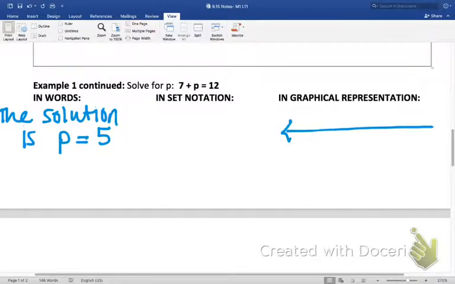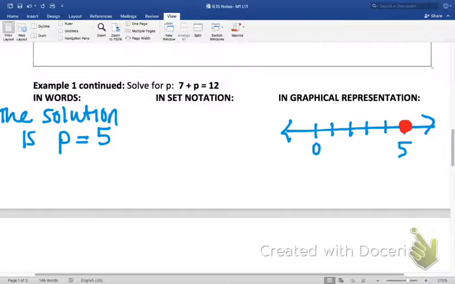So we can do that on a number line, and I can label my numbers. I'm going to put 0. I know I need to get to 5. 1, 2, 3, 4, 5. And the way I'm going to show the solution on a number line or in a graphical representation would be just to put a little dot on the number that is the solution.